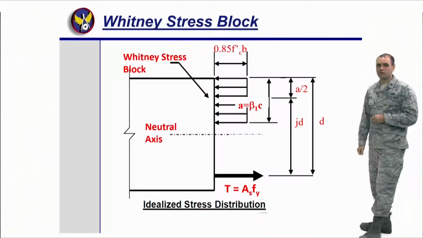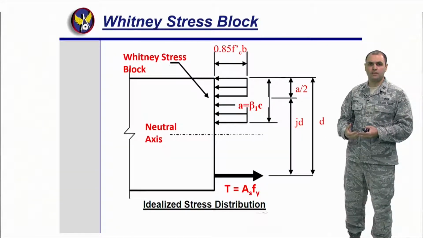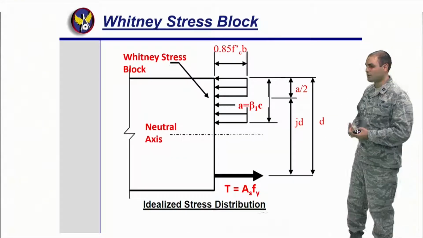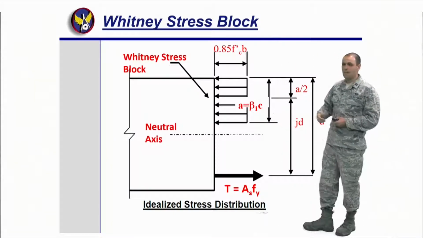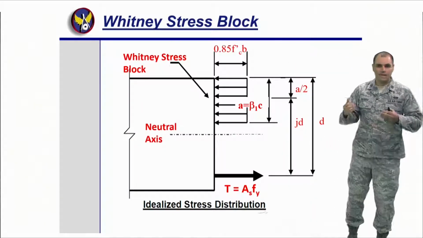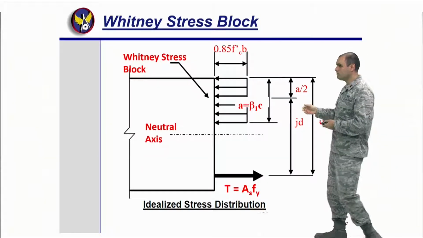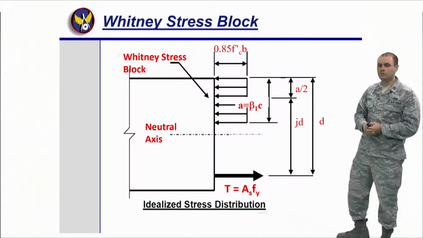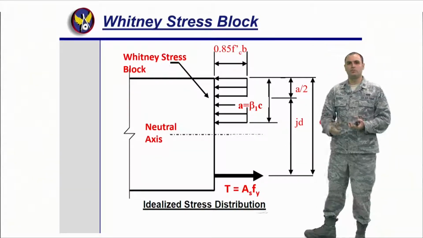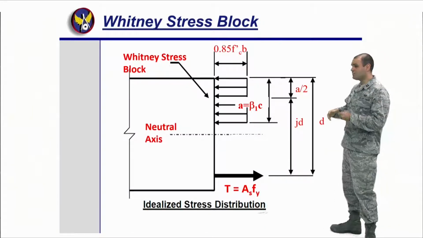And just to show it one more time, here are all the values in this simplification of the Whitney stress block. We have this area being 0.85 f'c b. We have a being beta 1 c. Again, all these values, we're going to be able to discuss once you come to class. And then we have d being the depth to the steel, and then tension being the area of the steel and the yield strength of the steel. So again, this is the Whitney stress block.